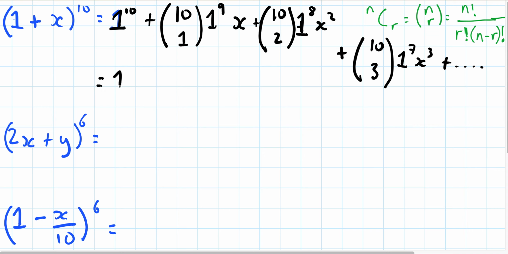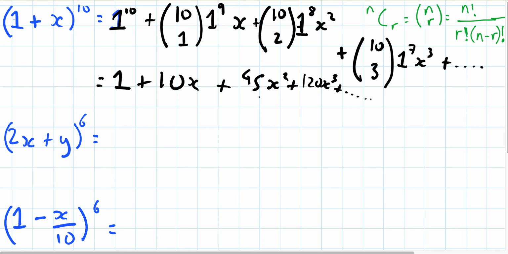So that equals 1. And plus, let me just do this on my calculator. This equals 10, times by 1, 10x. Add 45x squared, add 120x cubed, plus dot dot dot. Okay, but they've only asked for the first four.